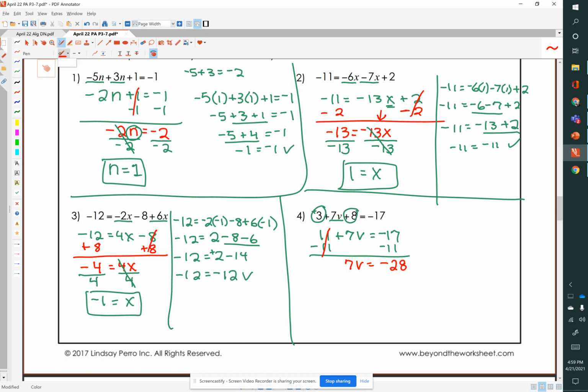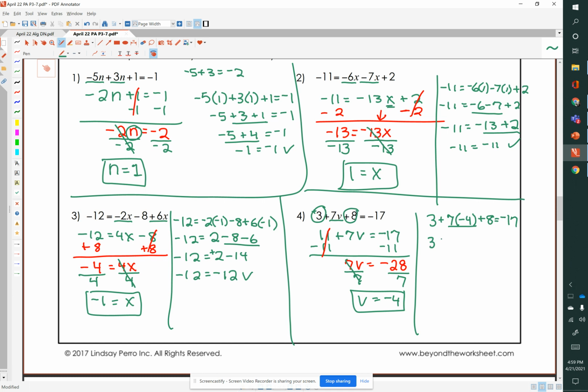Now, v is being multiplied by 7, so we're going to divide by 7 to isolate v, and whatever we do to one side, we do to the other. And that leaves us with v equals negative 28 divided by positive 7 is a negative 4. So let's check our work by substituting for v. So 3 plus 7 times negative 4, remember a letter and a number next to each other is multiplication, plus 8 equals negative 17. So let's evaluate this part here first.